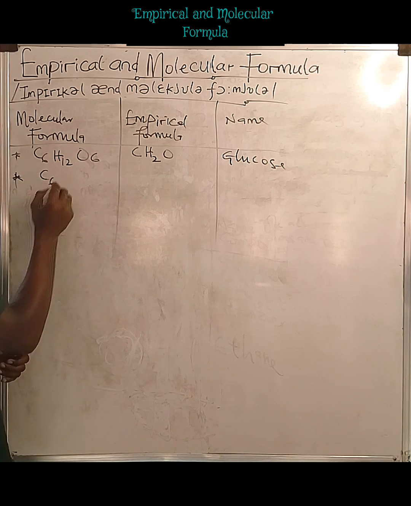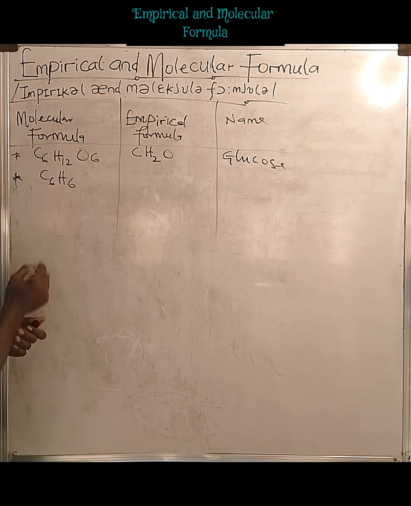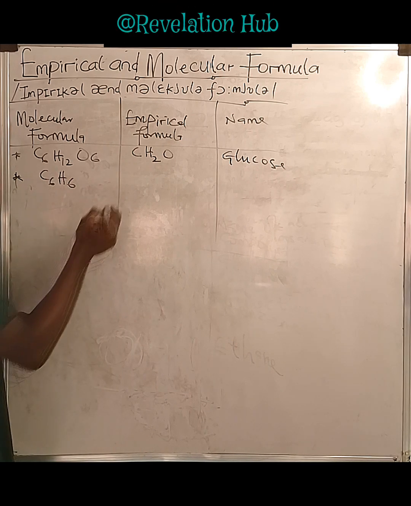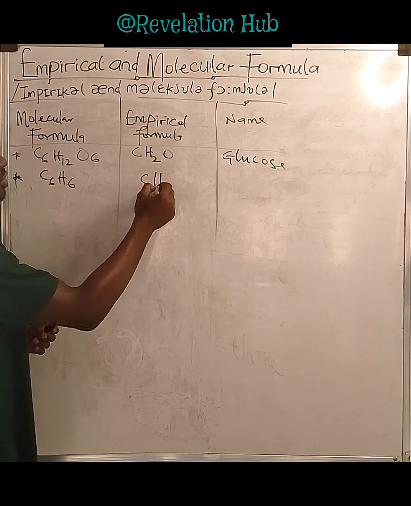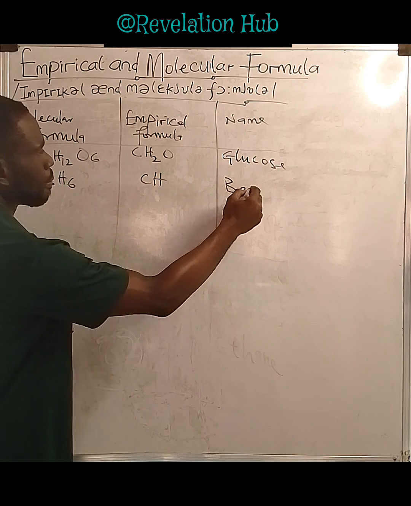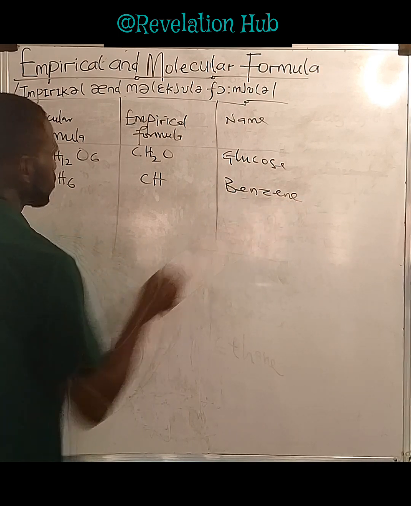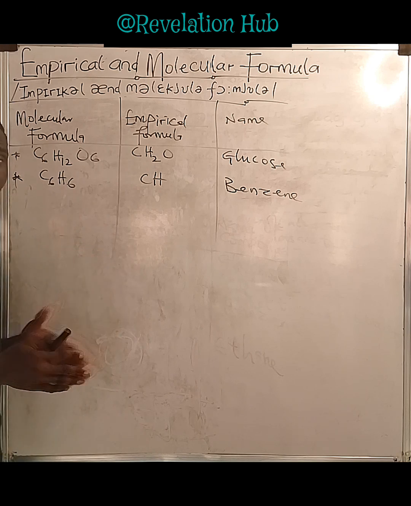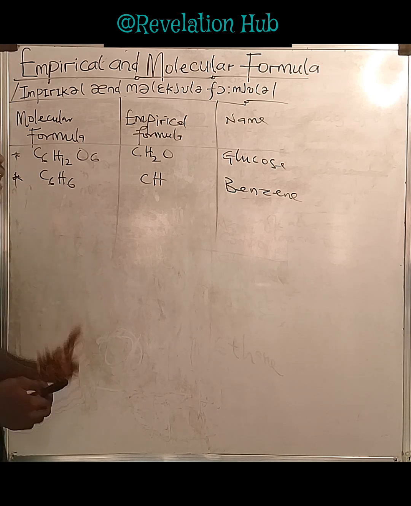So let's look at benzene. We have C6H6. This is the molecular formula for benzene: 6 atoms of carbon, 6 atoms of hydrogen. So when you simplify it, 6 to 1, 6 to 1, we just have CH. While this is benzene we are discussing. So we have other examples that we can use to buttress the differences between molecular formula and empirical formula.